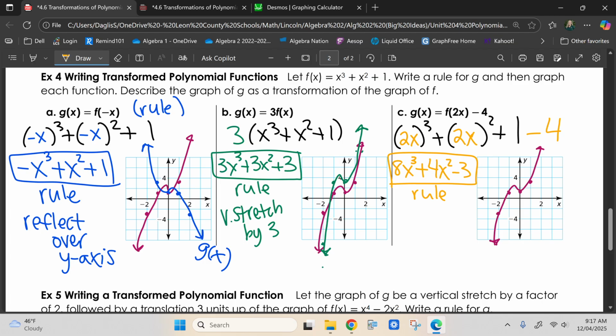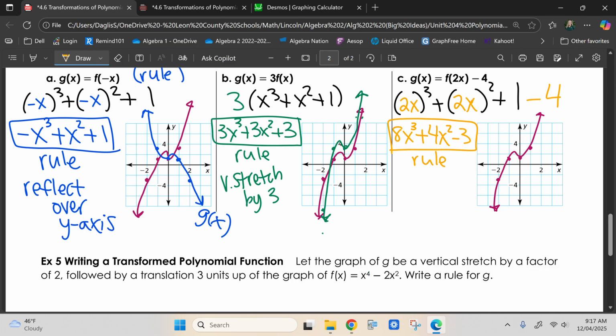So what happened? Two things happened. What were they? It went down 4. Yep. And, oh, not a stretch. It was a horizontal shrink by 1/2. And it went down 4. So your x values get divided by 2. They're going to get pushed in. Okay? And then the whole thing is going to drop 4 units.